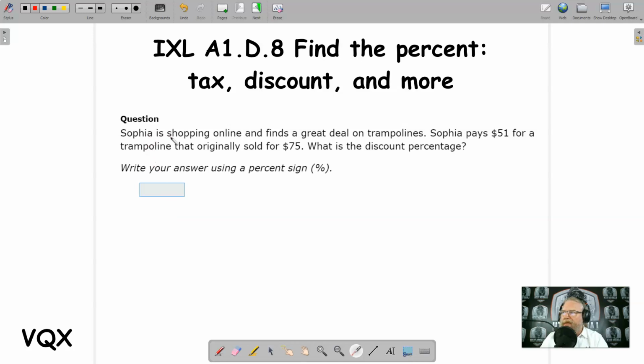So the question is, Sophie is shopping online and finds a great deal on trampolines. Sophie pays $51 for a trampoline that originally sold for $75. What is the discount percentage? So in this case, we are dealing with changes in percent, or that is to say percent change.